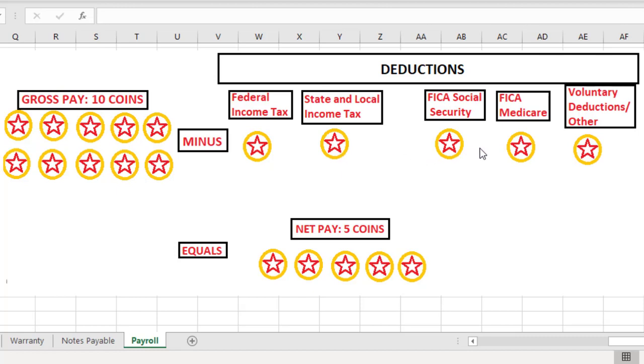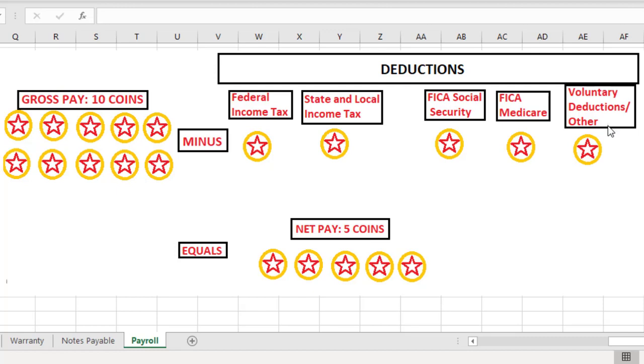FICA taxes, which stand for Federal Insurance Contributions Act, and are split into Social Security, which helps provide retirement and disability payments, and Medicare, which provides health care for those who qualify, and voluntary or other deductions, which can include deductions like union dues, charitable givings, or insurance premiums.